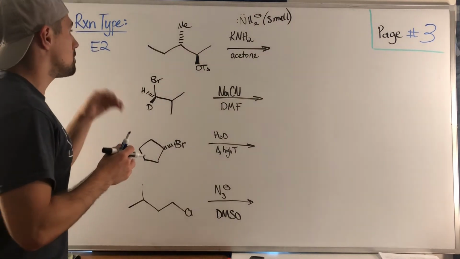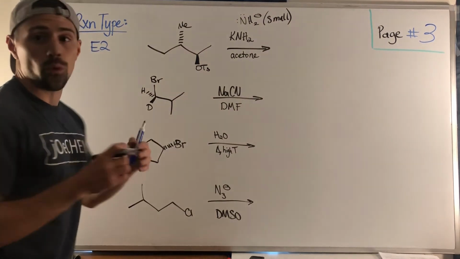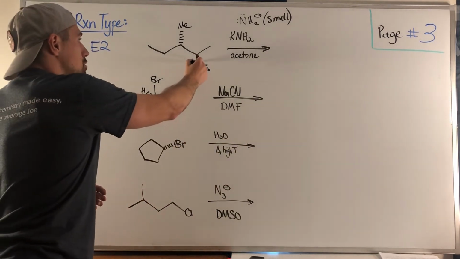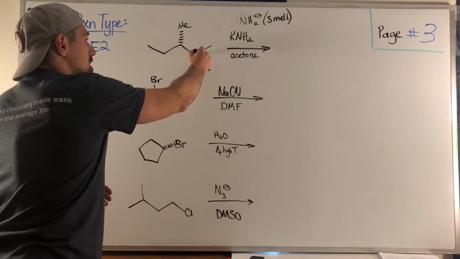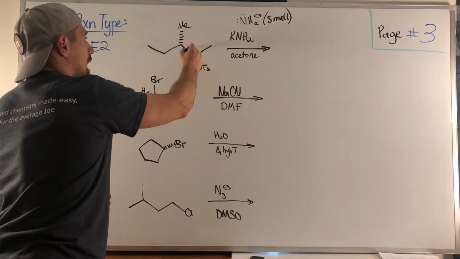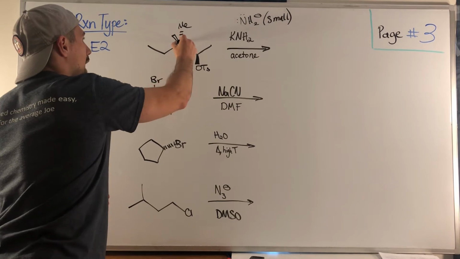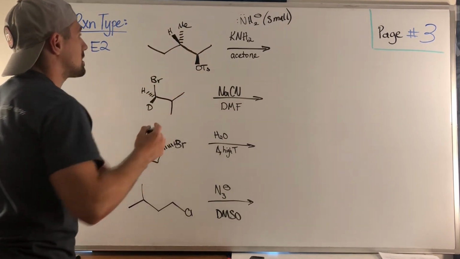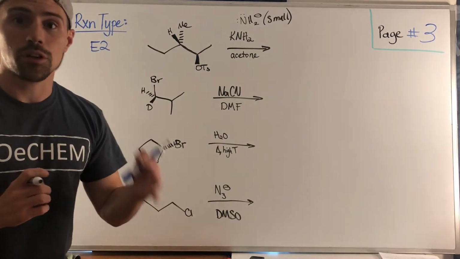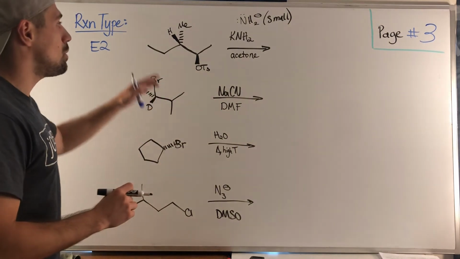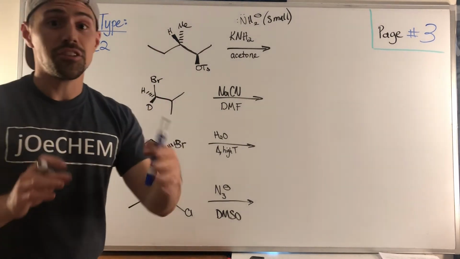Now, remember, our criteria for E2 is the anti-periplanar requirement. So our leaving group is a wedge. However, this would be the Hofmann product if we eliminated a hydrogen from here. We want to eliminate a hydrogen from here. However, in this current conformation that the problem is given to us in, the hydrogen we want to eliminate is cis-periplanar. That's a no-go.